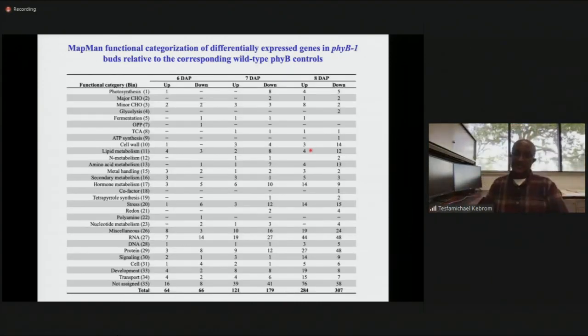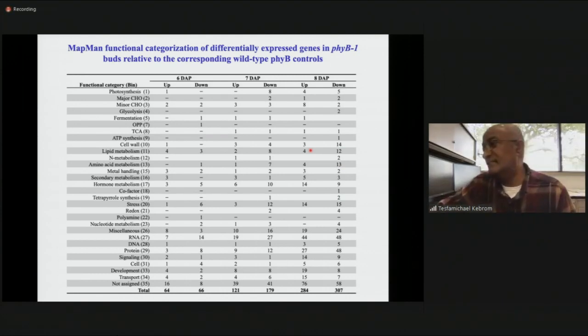So there is a tool called MapMan that categorizes the differentially expressed genes into their different functions. MapMan has 35 categories for different functional categories. For example, if one of the differentially expressed genes at 6 days is involved in photosynthesis, it is categorized as a photosynthetic gene.